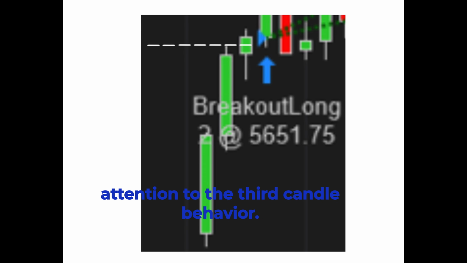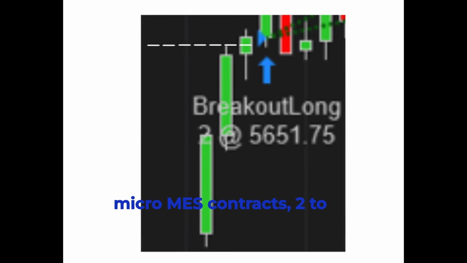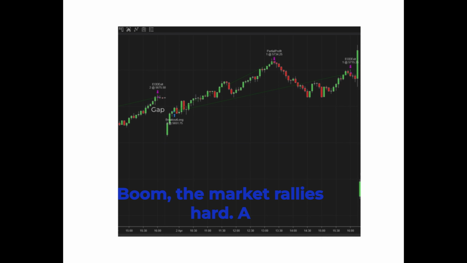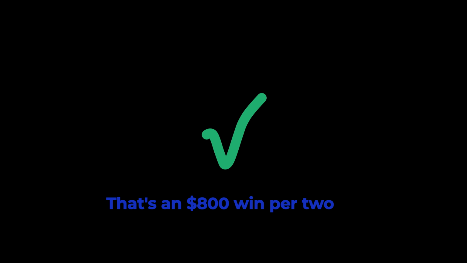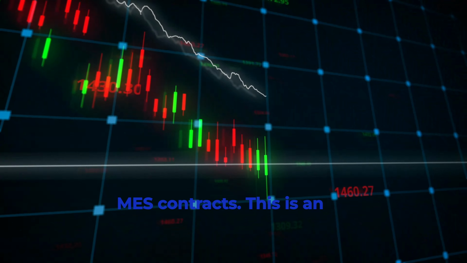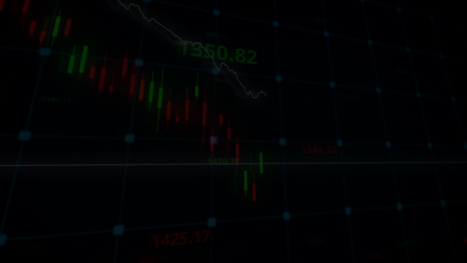Then pay attention to the third candle behavior. It breaks and closes above the high of the second candle. That's our entry. 2 micro MES contracts, 2-to-1 risk. Profit target 80 points. We enter long, and what happens next? Boom. The market rallies hard. A clean 80-point rally straight to target. That's an $800 win per 2 MES contracts. This is an example of a gap and reversal reaction trade. Next, let's look at a continuation reaction trade.